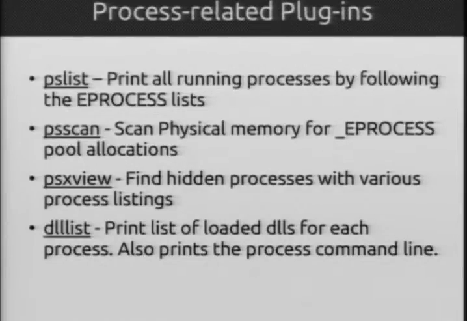Finally, there's one called DLL list, which will give you a list of all the loaded DLLs, the dynamically linked libraries, for each process. That's usually good if you want to see what DLLs are loaded by a process, but the nice thing about this one too is it prints out the process command line. So you can see the command line options that were given to the process. I have not found a way in any of these other plugins to pull out that information.